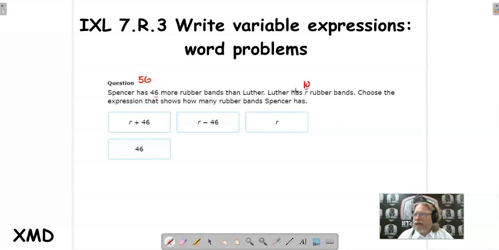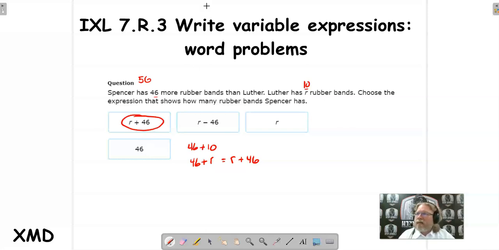Well, to get to 56, we would have to add those. That would have to be 46 plus 10. Well, but 10 we called R, right? So we get 46 plus R. Well, we don't see 46 plus R here, but we know that with addition, it's commutative. It means that the order can change places, right? So we know that 46 plus R is the same as R plus 46. And indeed, we see that answer right here. So the correct answer is R plus 46.